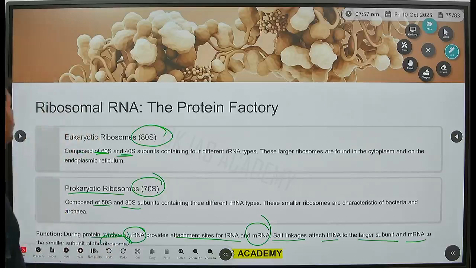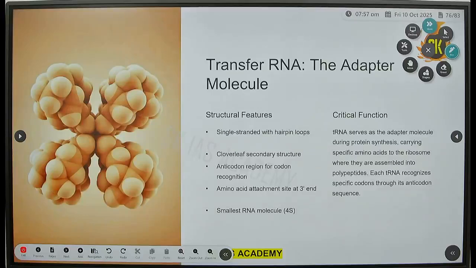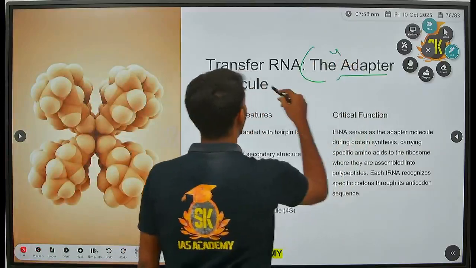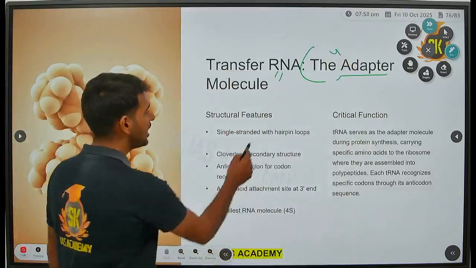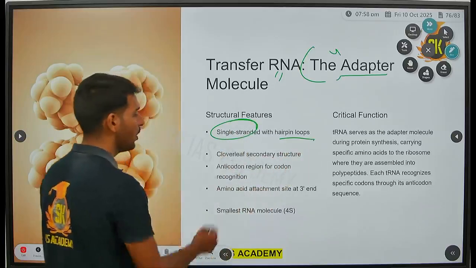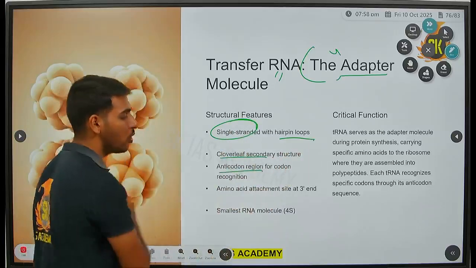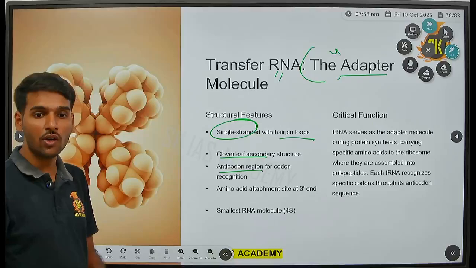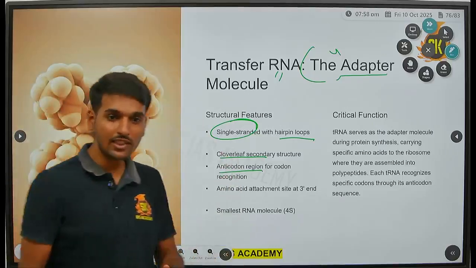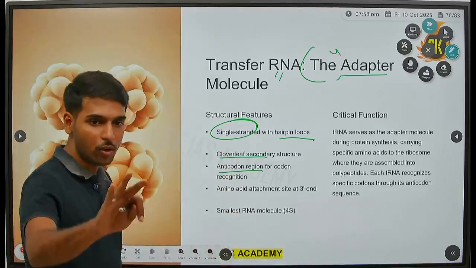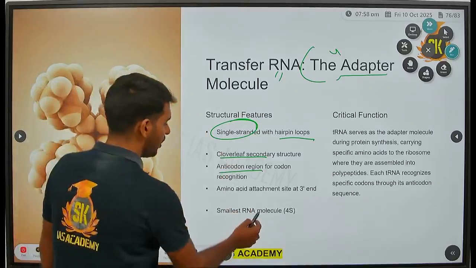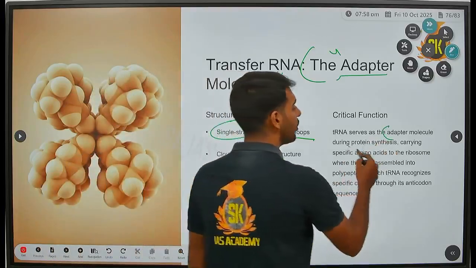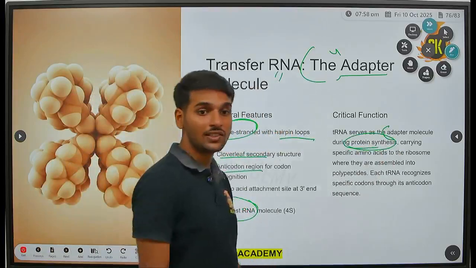Okay, now your transfer RNA is also known as what? The adapter molecule: single stranded, hairpin loops, clover leaf structure, anticodon region for codon recognition. What codon? Codon of mRNA, the genetic code, right? Triplet codes we have seen, right? Smallest RNA molecule we have seen, it serves as the adapter molecule during protein synthesis, also known as translation.